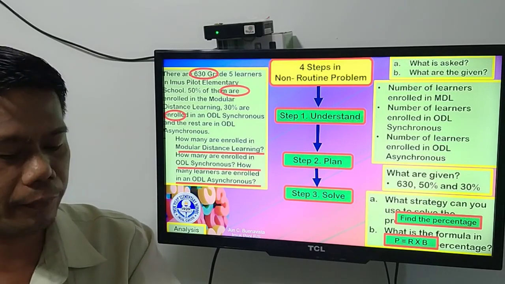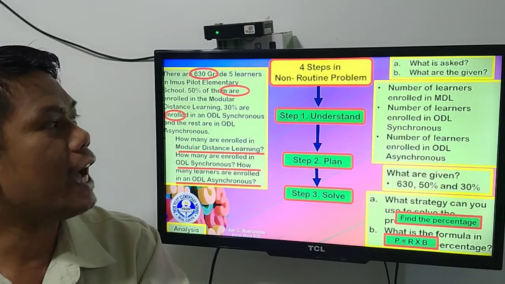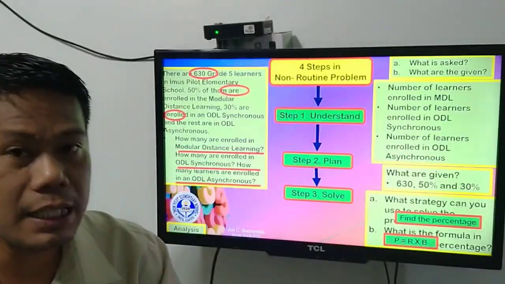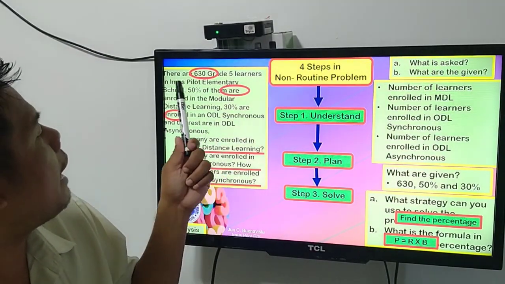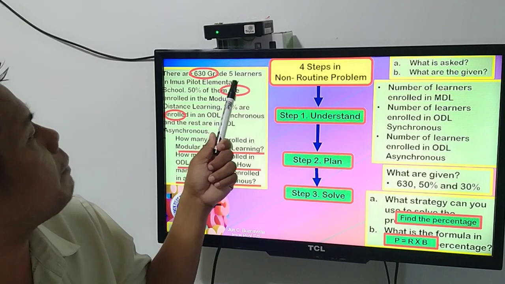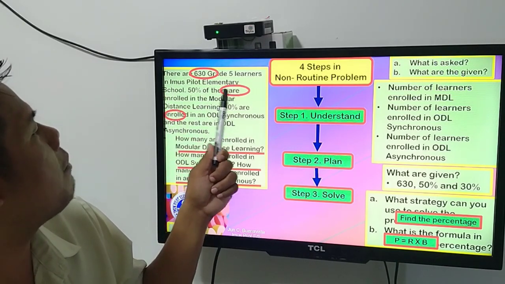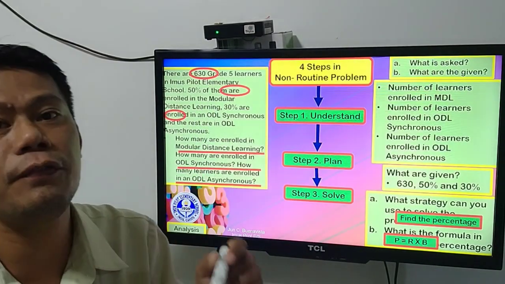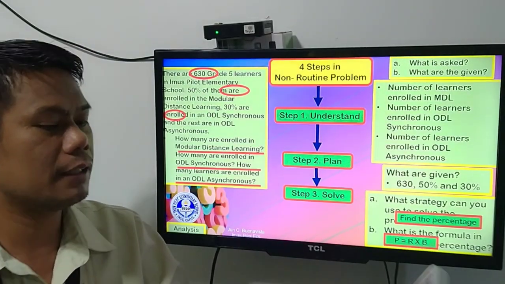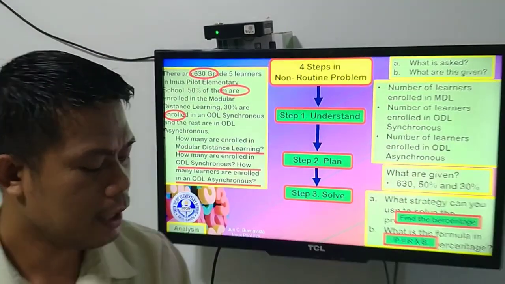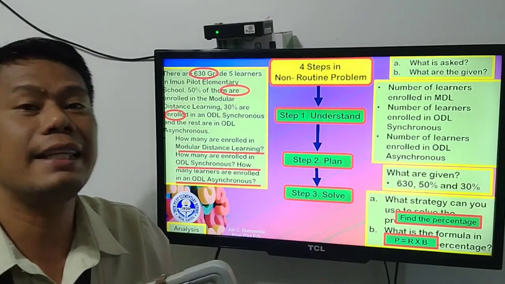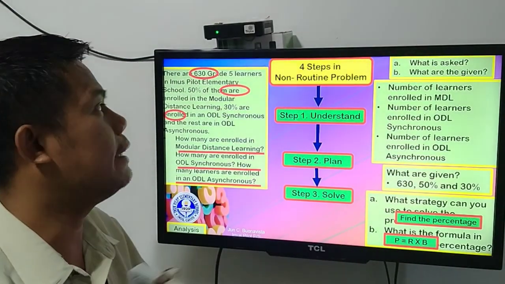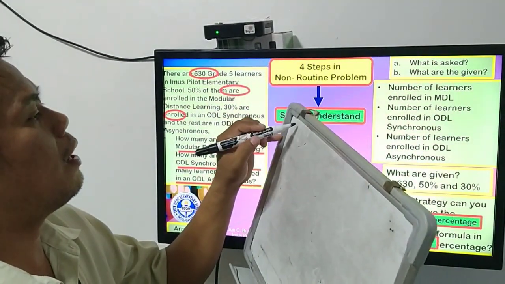What is asked for the first answer is the number of learners enrolled in MDL. So, MDL is what we will get first. There are 630 grade 5 learners in Imus Pilot Elementary School. 50% of them are enrolled in the modular distance learning. So, 50% of 630, we're going to solve. In other words, when you say 50%, that is half of the total. So this is how to get the answer for number 1.